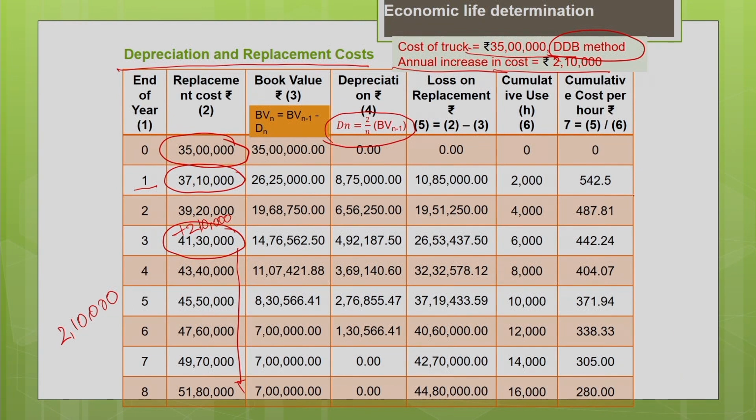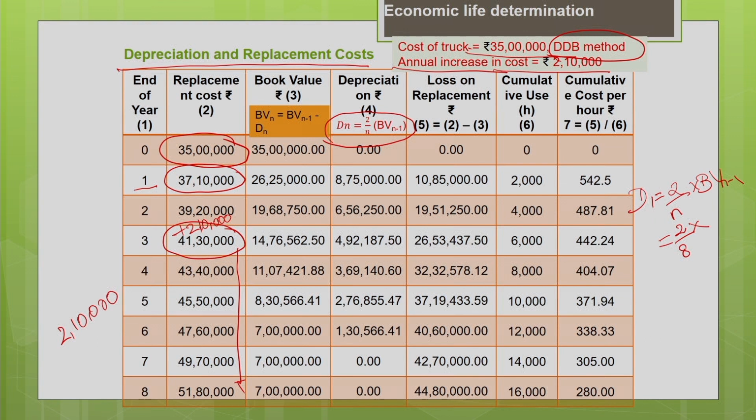D1 is nothing but 2 by n into book value of the previous year. Book value at the end of the previous year is nothing but the book value at the beginning of the current year. So, both are same. Book value at the end of the previous year is same as the book value at the beginning of your current year, for which you are calculating the depreciation. So, the useful life of the machine, n, is 8. 2 by 8 multiplied by book value at the end of the previous year.